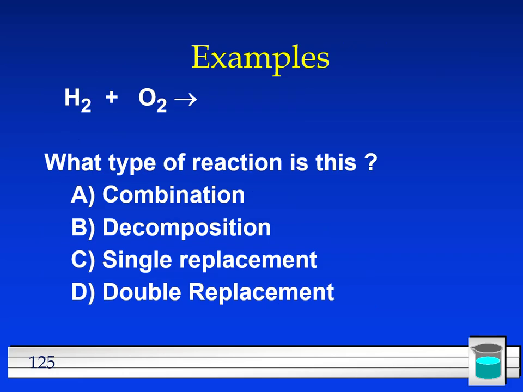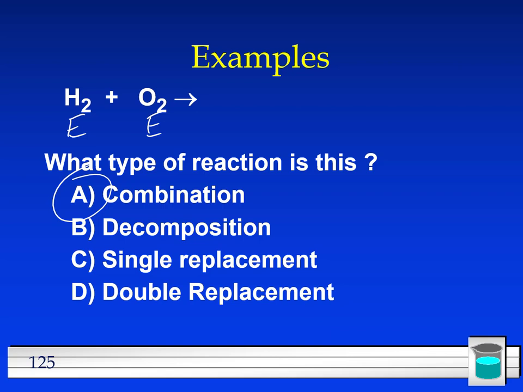But these are the ones I expect you to be able to predict. So, let's see if we can do this. What type of reaction is this? Well, H2 is an element. O2 is an element. If I have two elements, the only way they can change is to combine. And so we make that decision about what type it is.